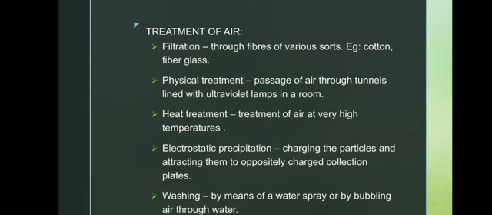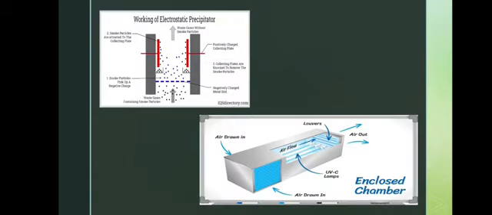So industries use this method. Electrostatic precipitation is a filtration method by means of an electrostatic precipitator. It works by allowing the air to pass through a negatively charged electrode. When the air passes through these negatively charged electrodes, the particles in the air take up the negative charge and continue to pass through the electrostatic precipitator.